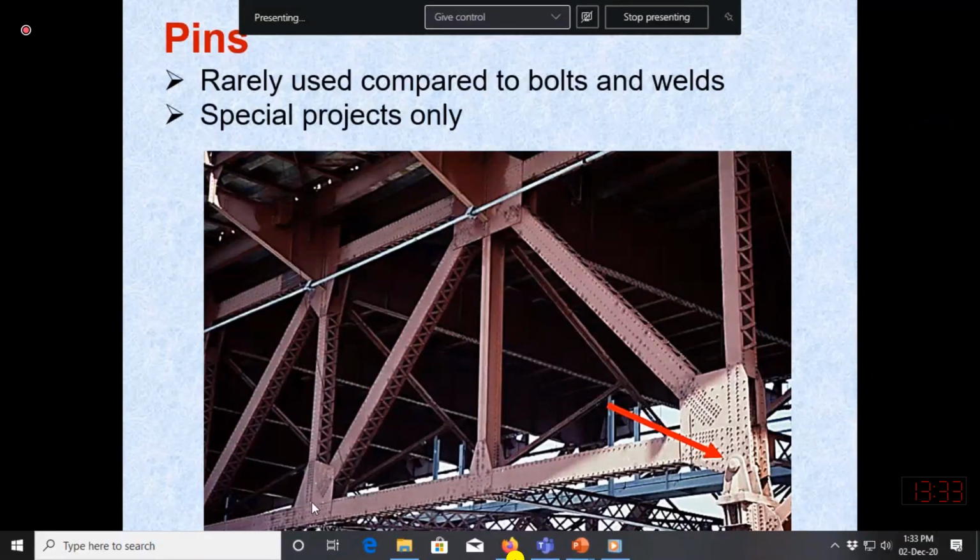So this is the connection. And pin: in the case of trusses, we sometimes may actually provide an actual pin support or hinge support. Here you can see a big pin is provided to serve as a pin support or hinge support for the connection. It is rarely used compared to bolts and welds, only in special projects. So maybe on bridges, sometimes they provide an actual pin.